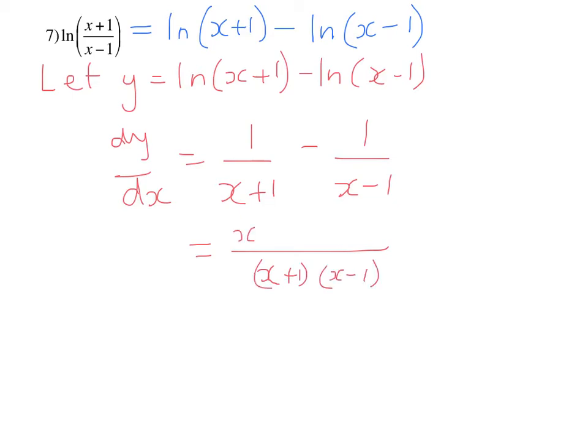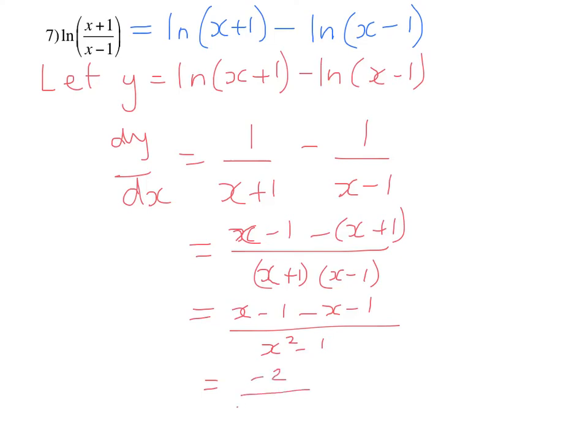Which means you'd have an x minus 1 up here, minus an x plus 1 there. Don't forget to put it in brackets, because then you can see that you'll have x minus 1 minus x minus 1 when you expand those brackets. I might change the denominator to be the difference of two squares. Then collecting like terms, x minus x is 0, negative 1 minus 1 is negative 2. So you've got negative 2 over x squared minus 1.